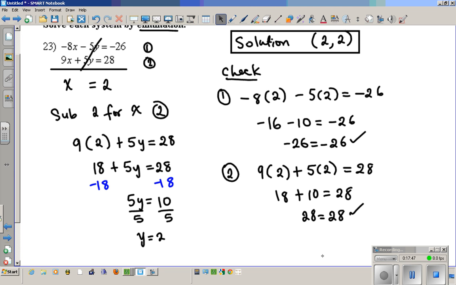Alright, so we're going to apply this rule in trying out some of the classwork problems for today.